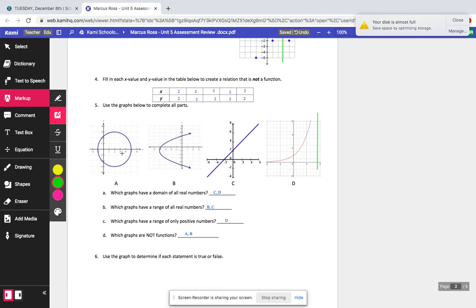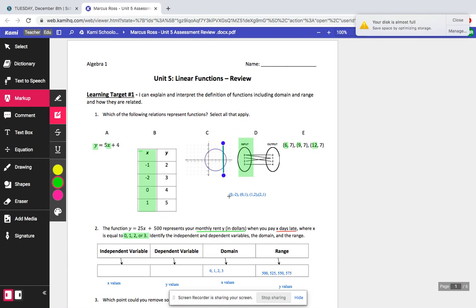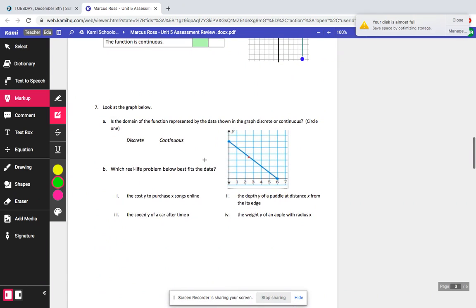Okay, 5. Graph A, B, C, and D, these all represent continuous functions. This graph right here represents a discrete function, okay? This graph right here represents a continuous function, okay? So let's kind of scroll down. Hopefully that makes sense.